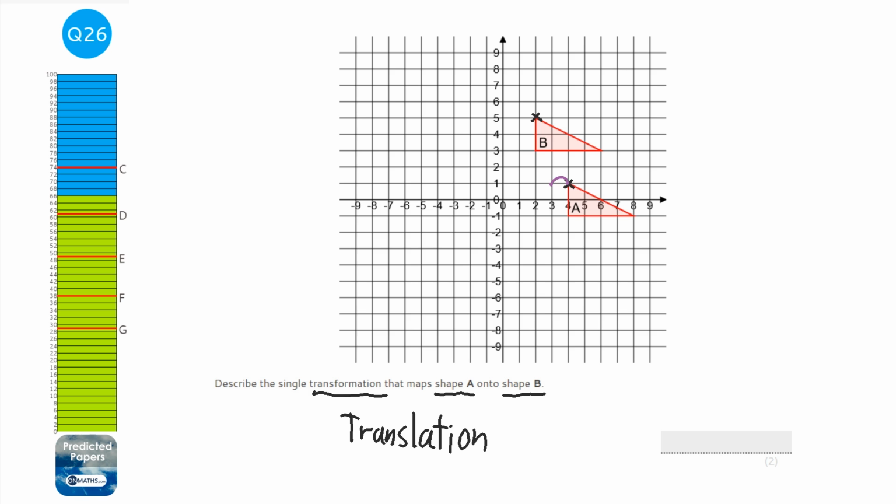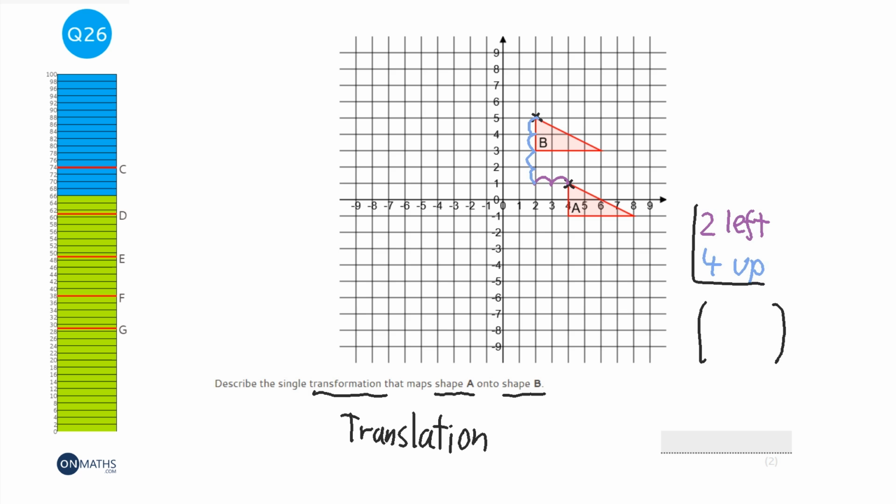So 1, 2, I need to go 2 left. And let's have a think, how much up do we have to go? So 1 jump, 2, 3, 4. So 4 up.